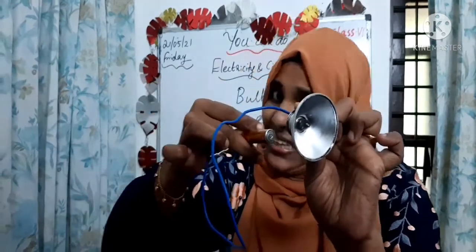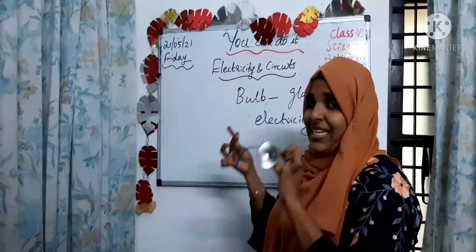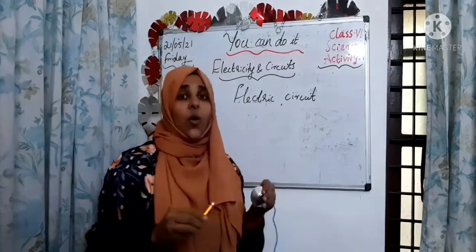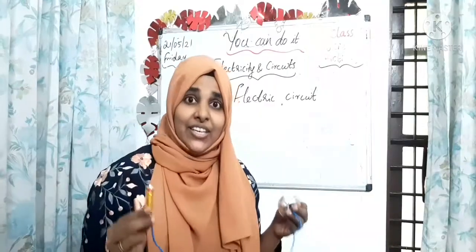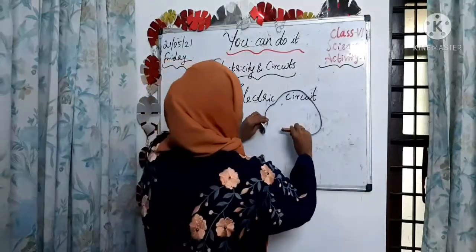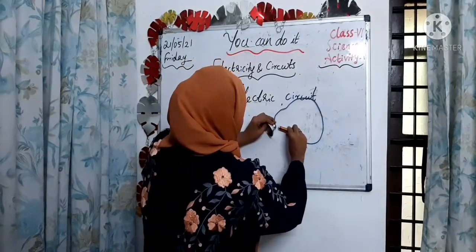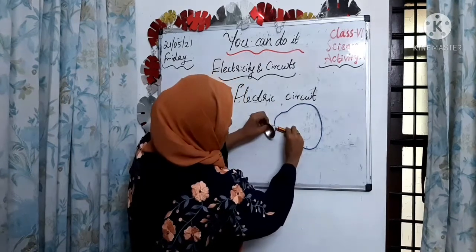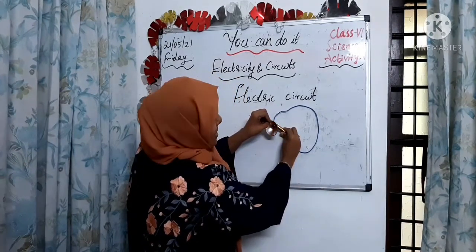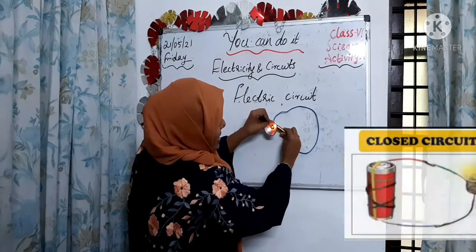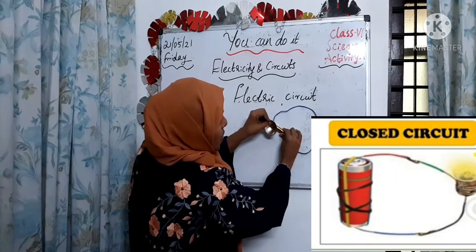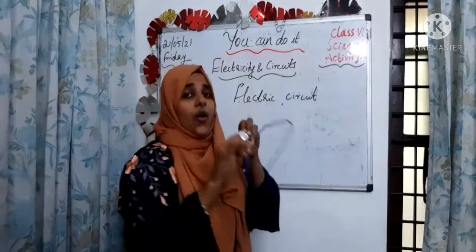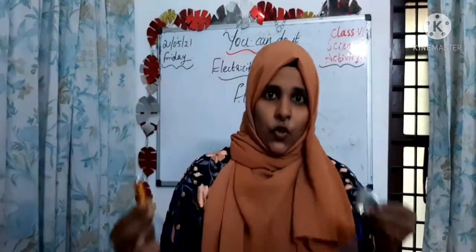Let's check that also, different types of electric circuit. So students, in an electric circuit which is a closed path, electric current can flow through it. Look at this, children. When we are touching this one, it is closed. This path is closed. Because of that, the bulb is glowing. This is a closed path. There is no gap in between. So we call it a closed electric circuit.